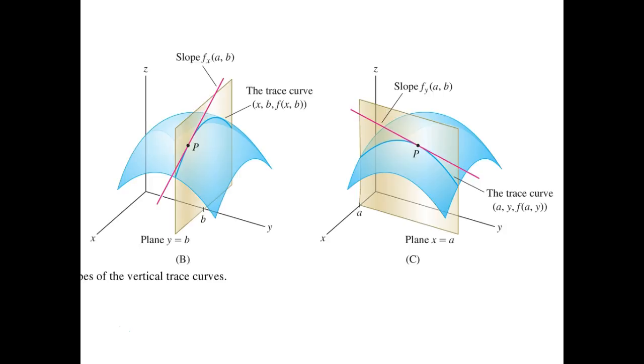But you do the trace curve, in this case for y equals b, in this case for x equals a. Does that kind of make sense? That's why we did all that on trace curves again, to refresh that in your mind, because that's what you're counting on. Okay. I think this is example 2.